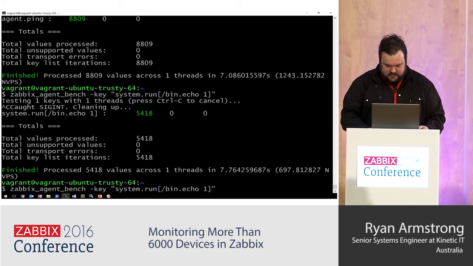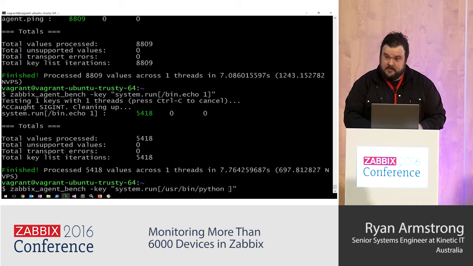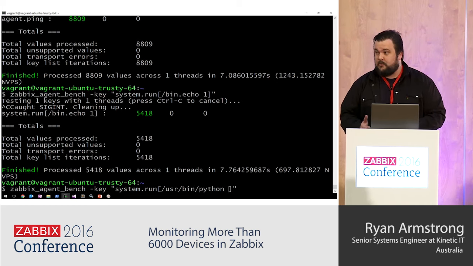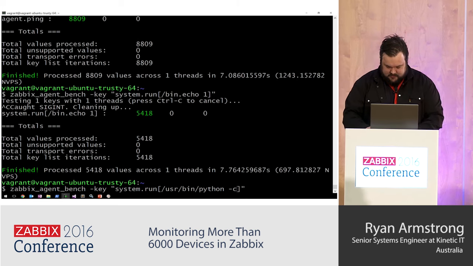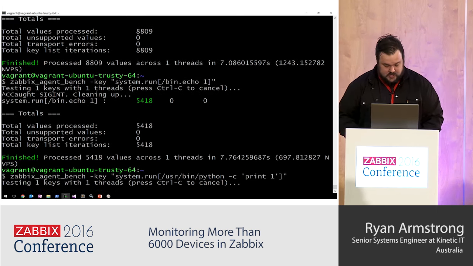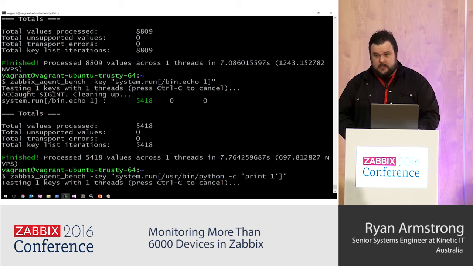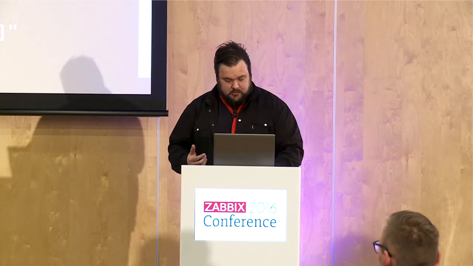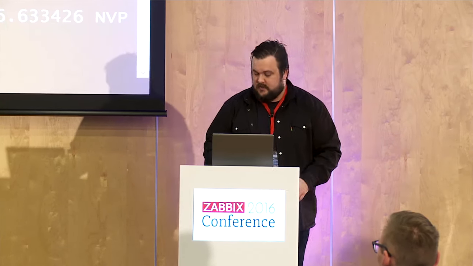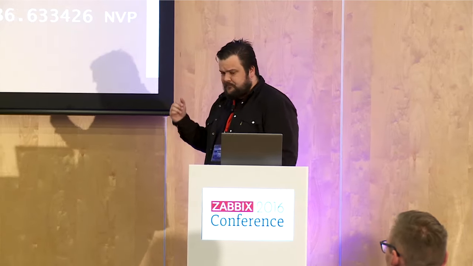If we were to use a tool like Python, which is going to load up its runtime, its parser, and all of the modules, and then we simply call print one, we're going to see another degradation as well. It's important to note here that you probably don't need to hit 600 items per second on your agent. In that case, we've got 86 values per second.